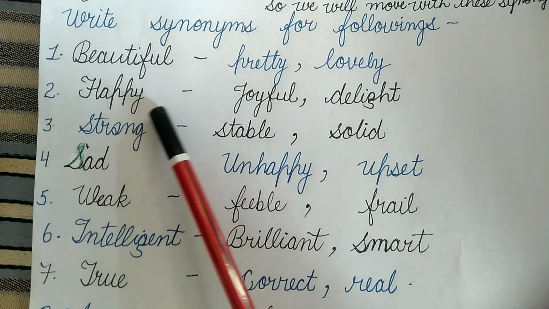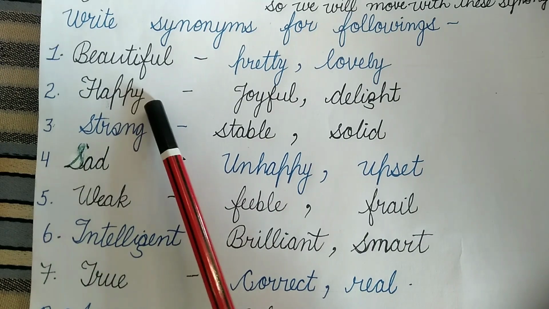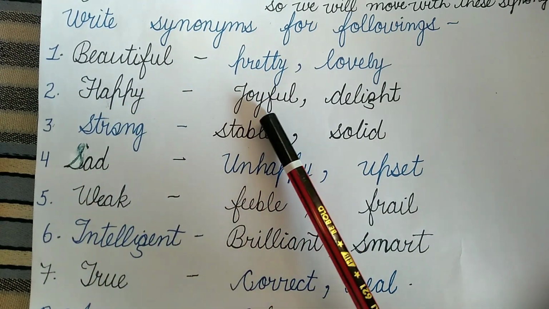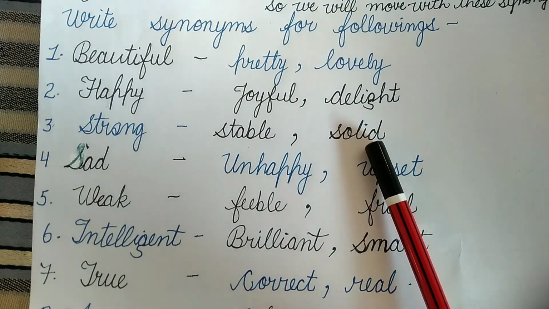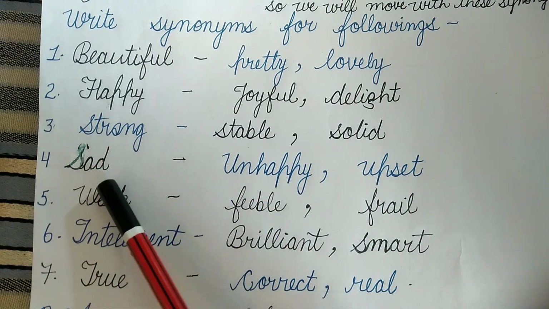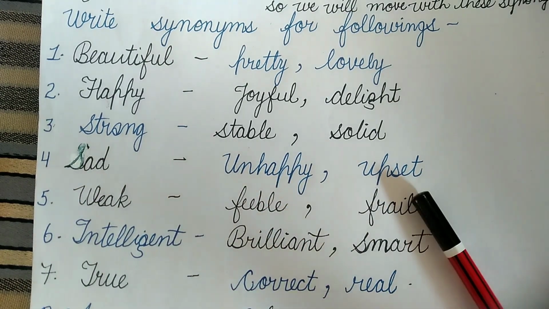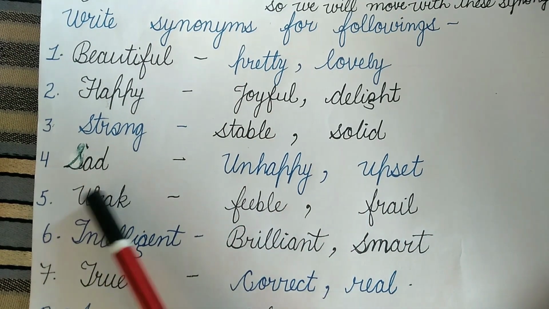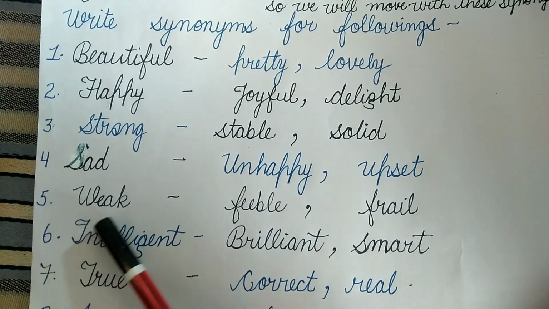Because we are writing the same meaning words for the particular words, that's why we have to write the same meaning of the word. Stable means solid. Number 4 is sad. The same meaning for sad is unhappy and upset. We can use unhappy and upset instead of sad, right? Sad, unhappy and upset.